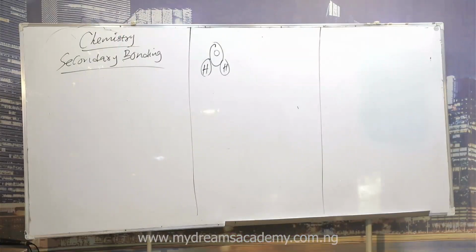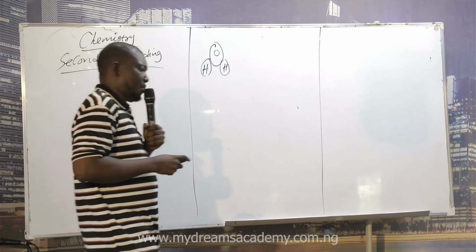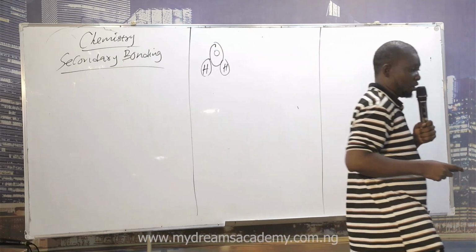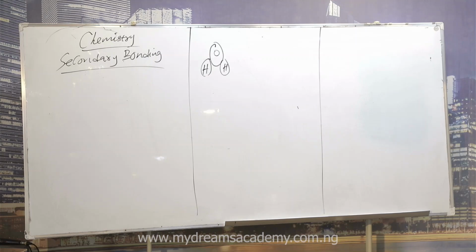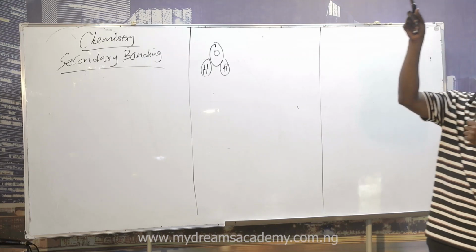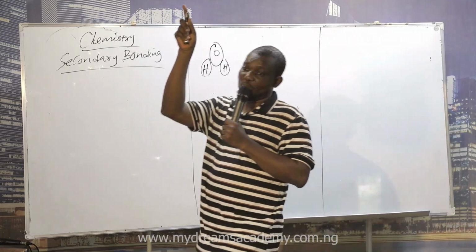Who can tell me how many bonded electrons are there in a molecule of water? They will give you 2 in option A. And that is not correct. And the answer is 4.